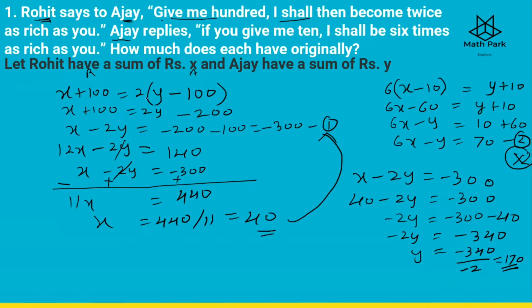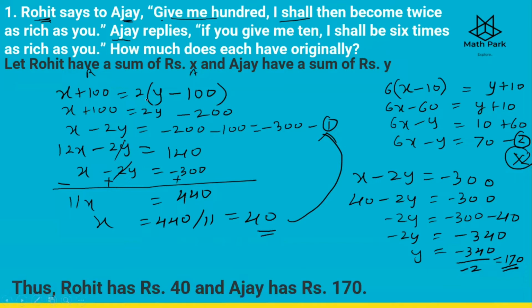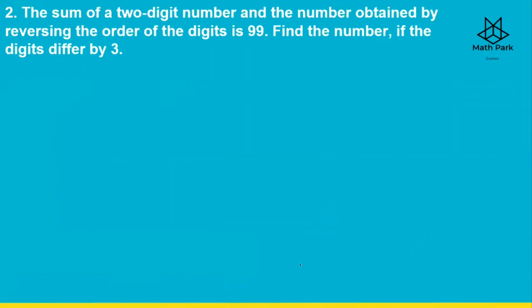So what is this? This is the sum. So please do not forget to write the last sentence. Rohit has what? 40. 40 is what? X, the value of x. Rohit has rupees 40 and Ajay had rupees 170. Got it?